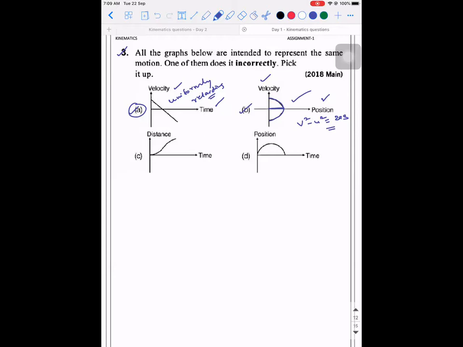Okay. So what about the third graph? In the third graph, what makes you feel that it is wrong? So in the third graph, it is a distance time graph. If you observe here, at t is equal to 0, the distance is 0. Means it's starting from origin, accepted. But if I ask you, what is the slope of a distance time graph? What will you say? Velocity. Slope of distance time is speed. Displacement time is velocity. So slope of distance time graph is going to give you speed.